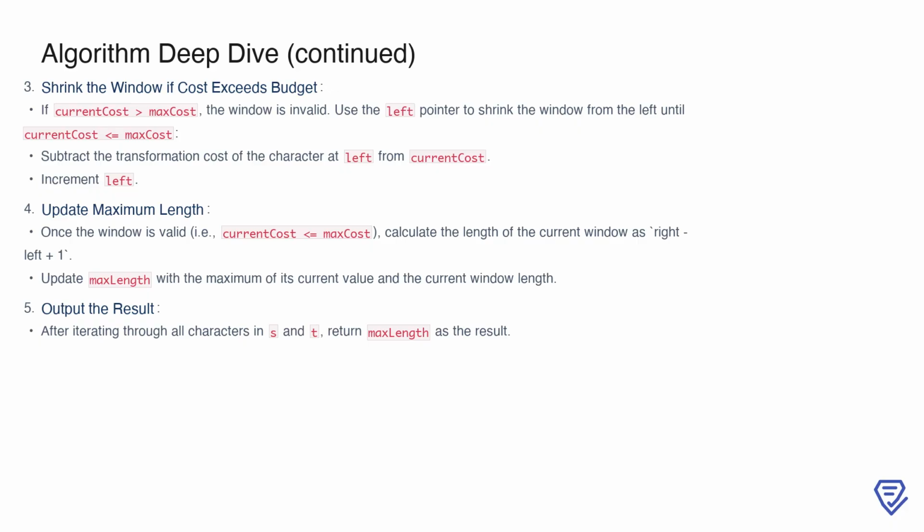This process ensures that the window remains valid, meaning that the total cost stays within the budget. Once the window is valid, we calculate its length using the formula right - left + 1. We then compare this length with max length and update max length if the current window is longer. After processing all characters in both strings, the value of max length represents the length of the longest valid substring, which we return as the result.